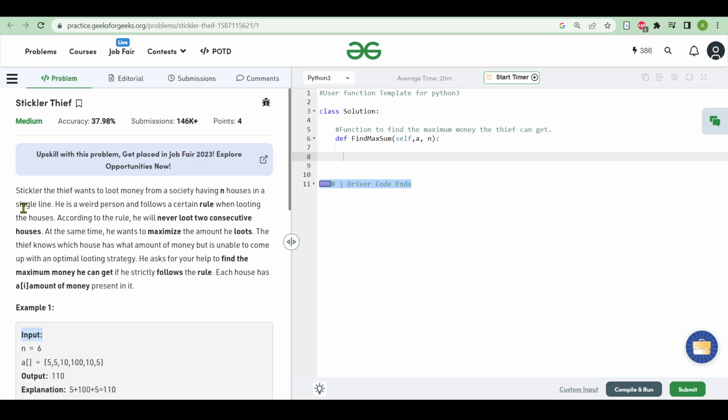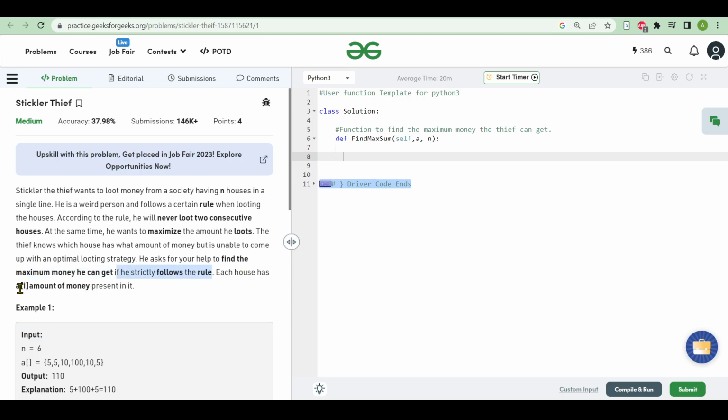It is saying that Stickler the thief wants to loot money from a society having n houses in a single line. He is a weird person and follows a certain rule. When looting the houses, according to the rule, he will never loot two consecutive houses. At the same time, he wants to maximize the amount he loots. The thief knows which house has what amount of money, but is unable to come up with the optimal looting strategy. He asks for our help to find the money he can get if he strictly follows the rule.